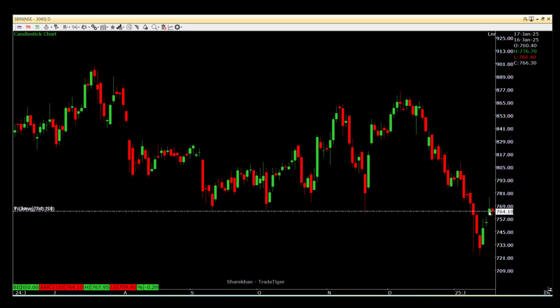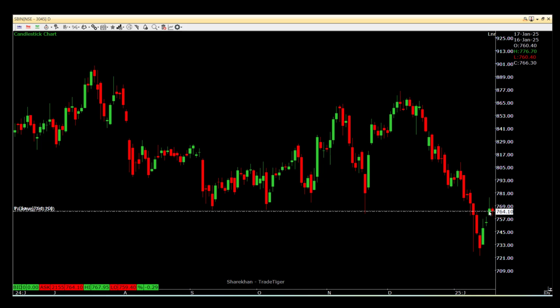So you can see in the right side upper part 17 January has been written, that was the last day. Then below that it has been mentioned 16 January. So open was 760.40 on Thursday when the market opened at 9:15 am. State Bank of India opened at 760.40. It made a high of 776.70. It made a low of 760.40 and then the closing price was 766.30.